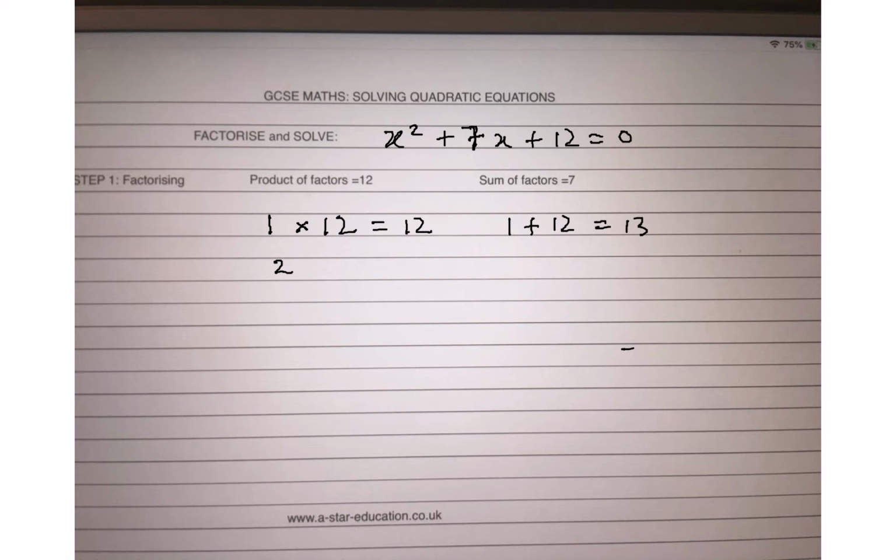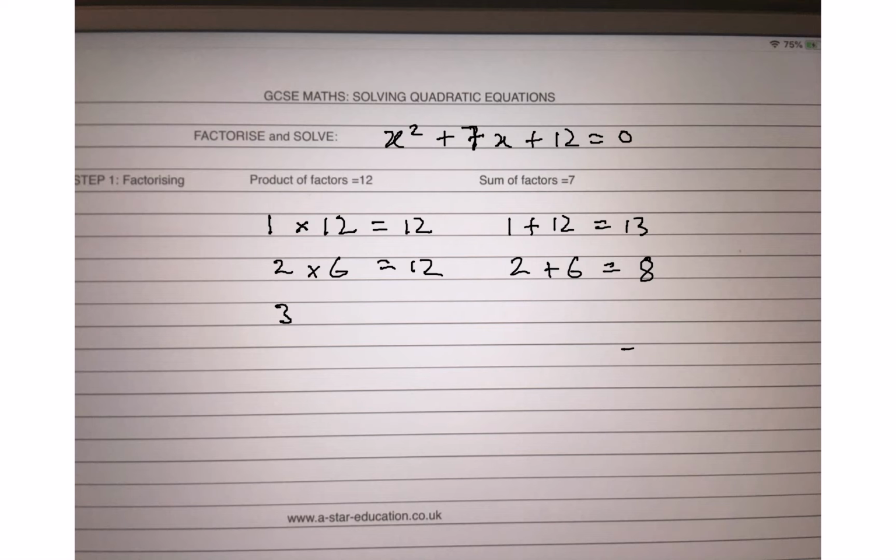Well, we could have 2 and 6. These are both factors of 12, and when we multiply them together, they give us 12, so that's great. But when we sum 2 and 6, that gives us 8. So we can't use 2 and 6, because we're trying to get 7. We need to use another pair of factors of 12.